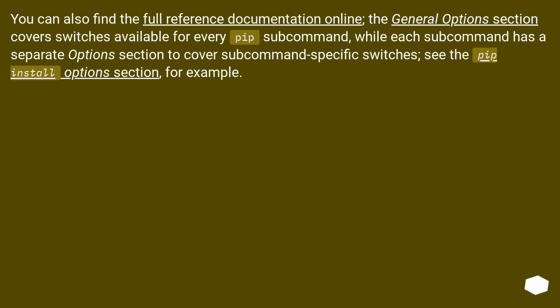You can also find the full reference documentation online. The General Options section covers switches available for every pip subcommand, while each subcommand has a separate options section to cover subcommand specific switches. See the pip install options section, for example.